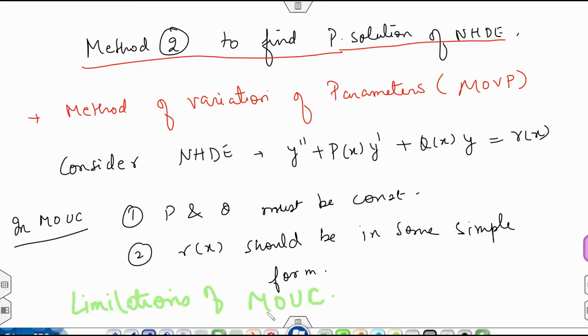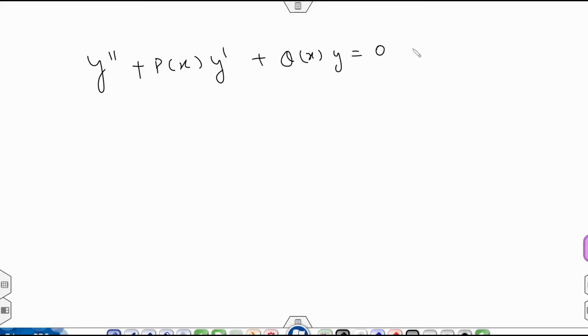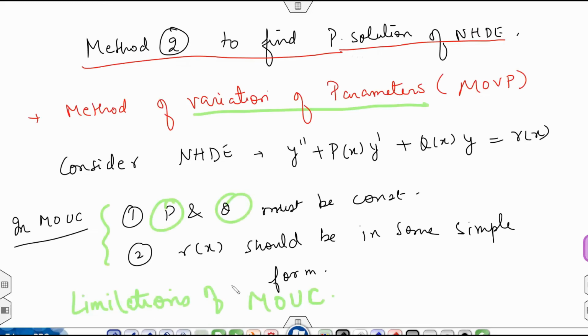But the method of variation of parameters, which we are learning now, has no such limitation, provided that we know the general solution of the homogeneous differential equation, that is, the equation with the right side equal to 0. Then we can find the solution by variation of parameters. We will talk about some shortcomings at a later stage. In the method of undetermined coefficients, you have already seen these restrictions.